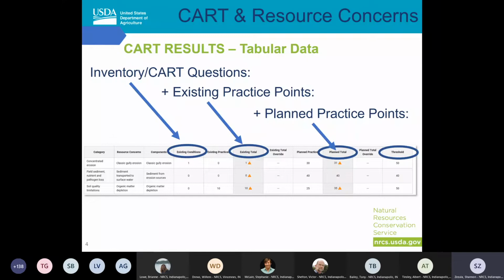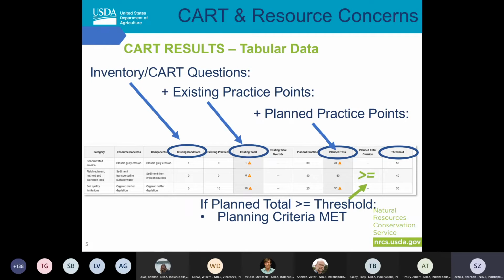First of all, you see your existing conditions. That is the results of the data you fed CART. That's assessing the benchmark conditions, the existing conditions, whatever you prefer to call it. CART calls it existing conditions. Then you go over to your existing total, which is your inventory and CART question answers, plus any existing practice points, any existing practices that you may have entered or that came over from the historical records into CART. Then you get into your planned practice points, which is the summation of your existing total plus your planned practice points. And of course, then you have a threshold. Okay, so what does it all mean?